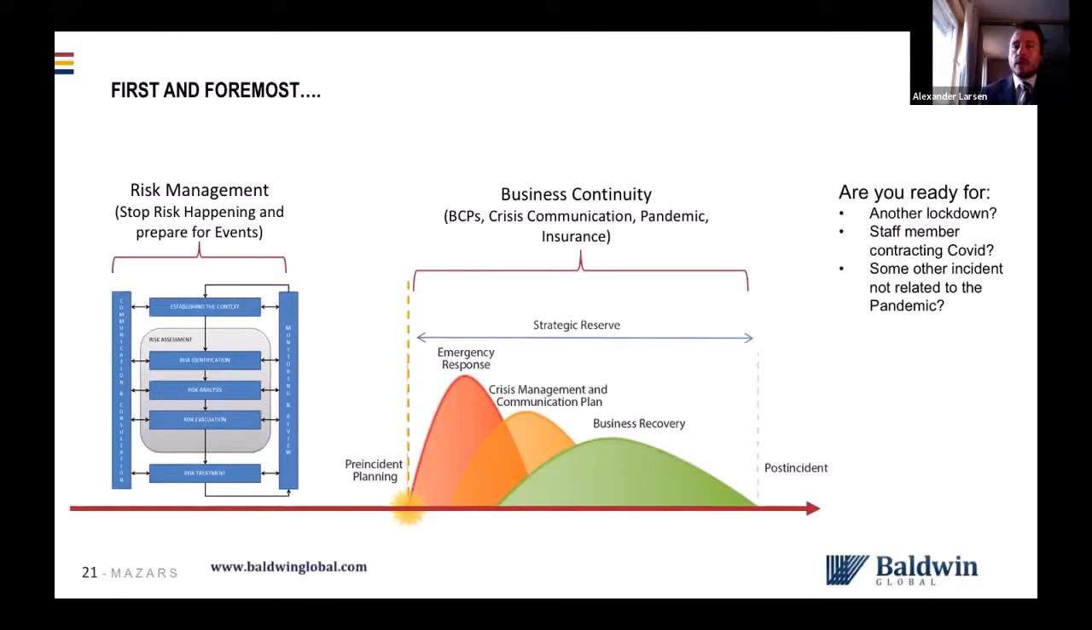Because the question is, are you ready for another lockdown? This isn't a typical business continuity scenario. Business continuity usually covers you for sort of 30 days or so. So the question is, are we ready for another lockdown? Is our business ready? What if a staff member gets ill from COVID? Do you have a pandemic plan to deal with that? And what if it's some other incident not related to the pandemic? We're seeing all the protests that are happening in America, and some of them are turning into riots. As a business, are you prepared for this?